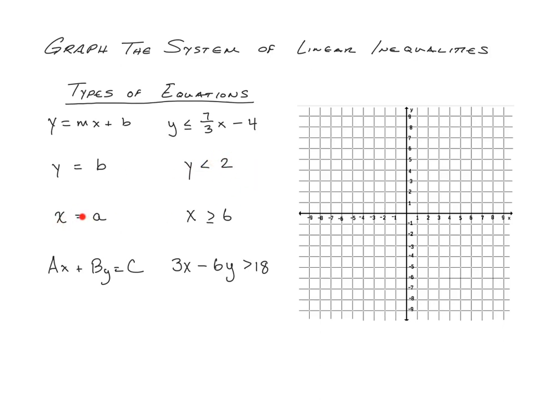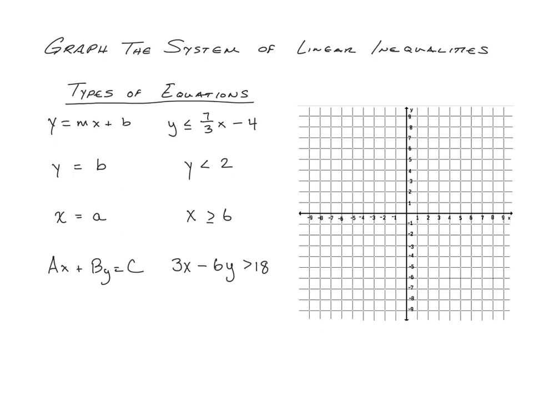The next one is x equals a. Notice mx plus b is for slanted lines, y equals b is your horizontal line, and this x equals a is your vertical line equation. If you have x is greater than or equal to 6, that's the example I'm going to work with to show you today, if I have a system of these things.